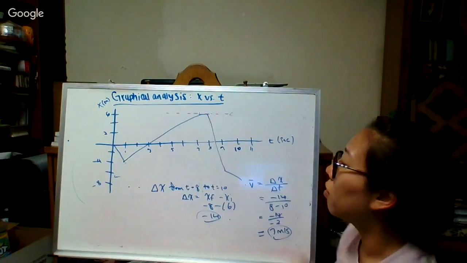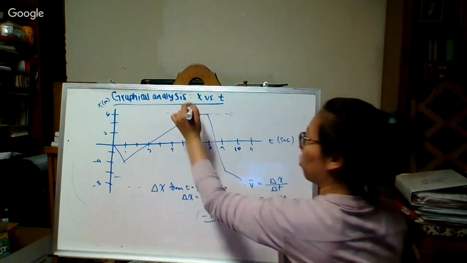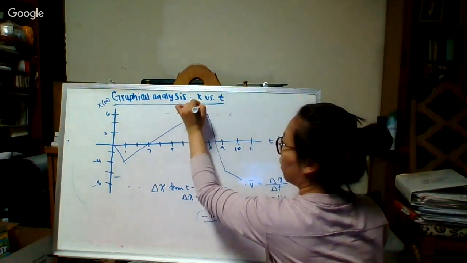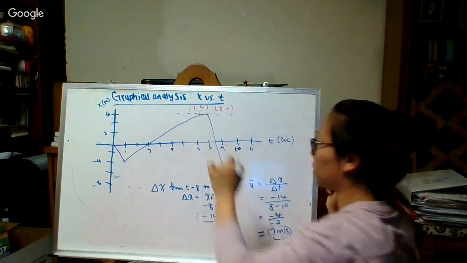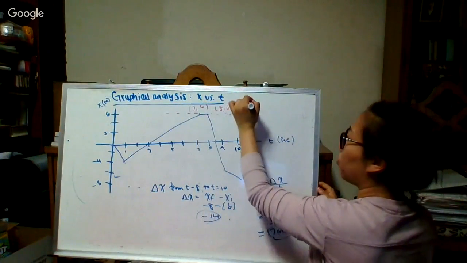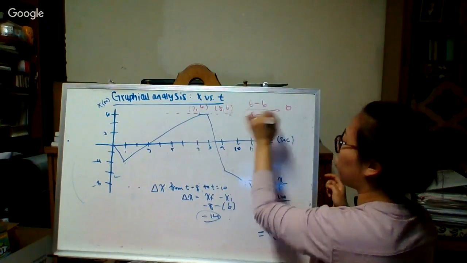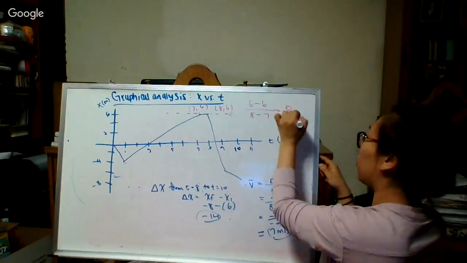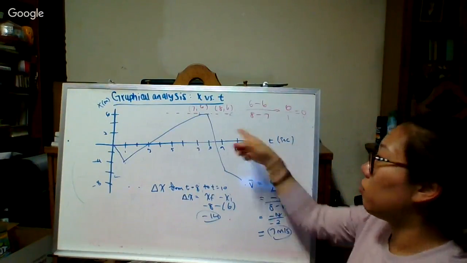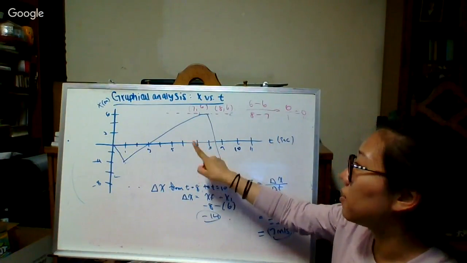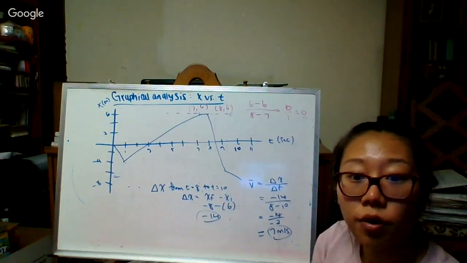And it will be the 8, right? And so this point is (7, 6), (8, 6). And when you do the math, it will be 6 minus 6 over 8 minus 7. So it'll be 0. And it doesn't matter what is on the bottom because it's 0, right? So that's why the instantaneous velocity at 7 is 0.